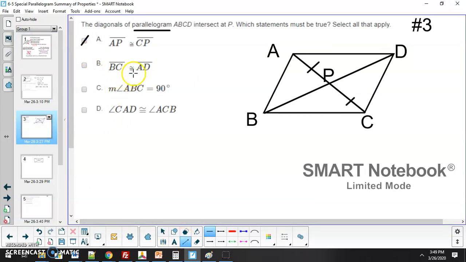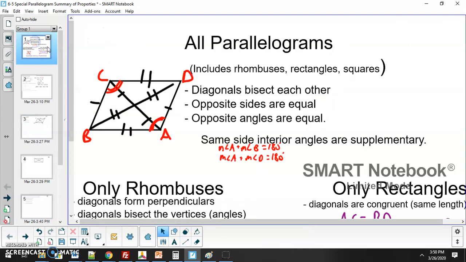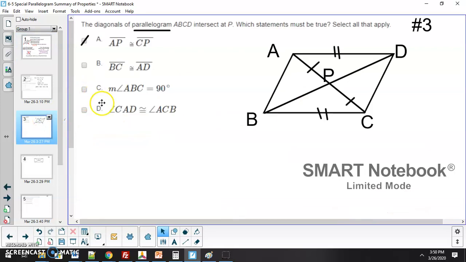Is BC the same thing as AD? That is also true. Why? Opposite sides are equal. Got it. Is ABC equal to 90 degrees? No, because we don't know if it's a rectangle or not.